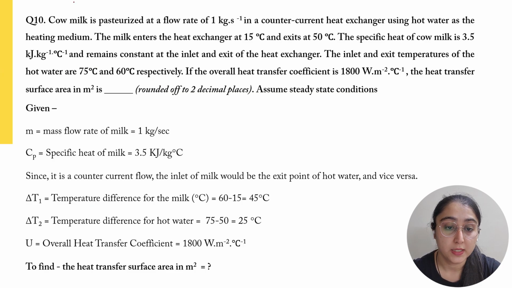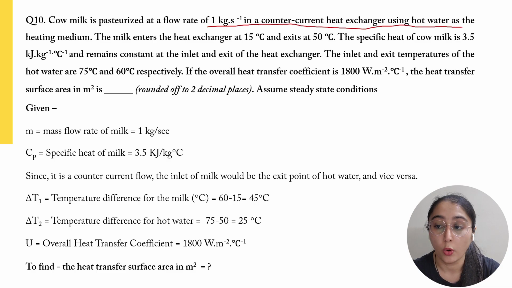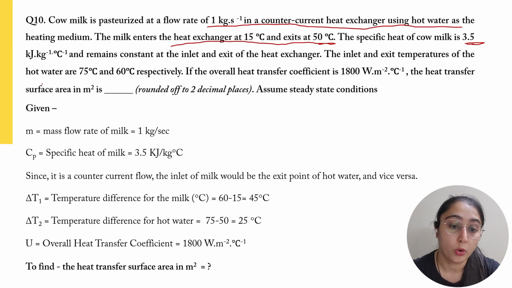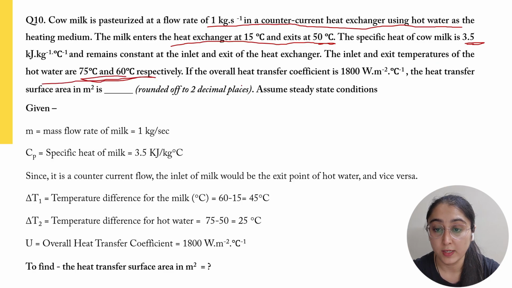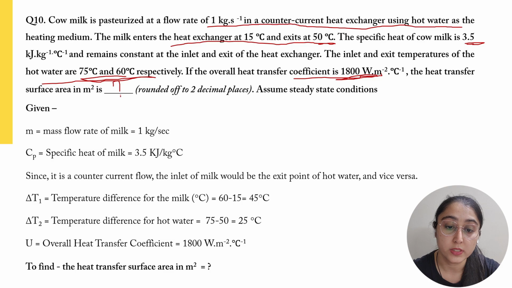Now heading on to question number 10, which is again a numerical. It says cow milk is pasteurized at a flow rate of 1 kg per second in a counter current heat exchanger using hot water as the heating media. The milk enters the heat exchanger at 15 degrees and exits at 50, and the specific heat of the cow milk remains constant at the inlet and exit, and it is given as 3.5. The inlet and exit temperatures of the hot water are 75 and 60 respectively. If the overall heat transfer coefficient is 1800, the heat transfer surface area in meter square is equal to.